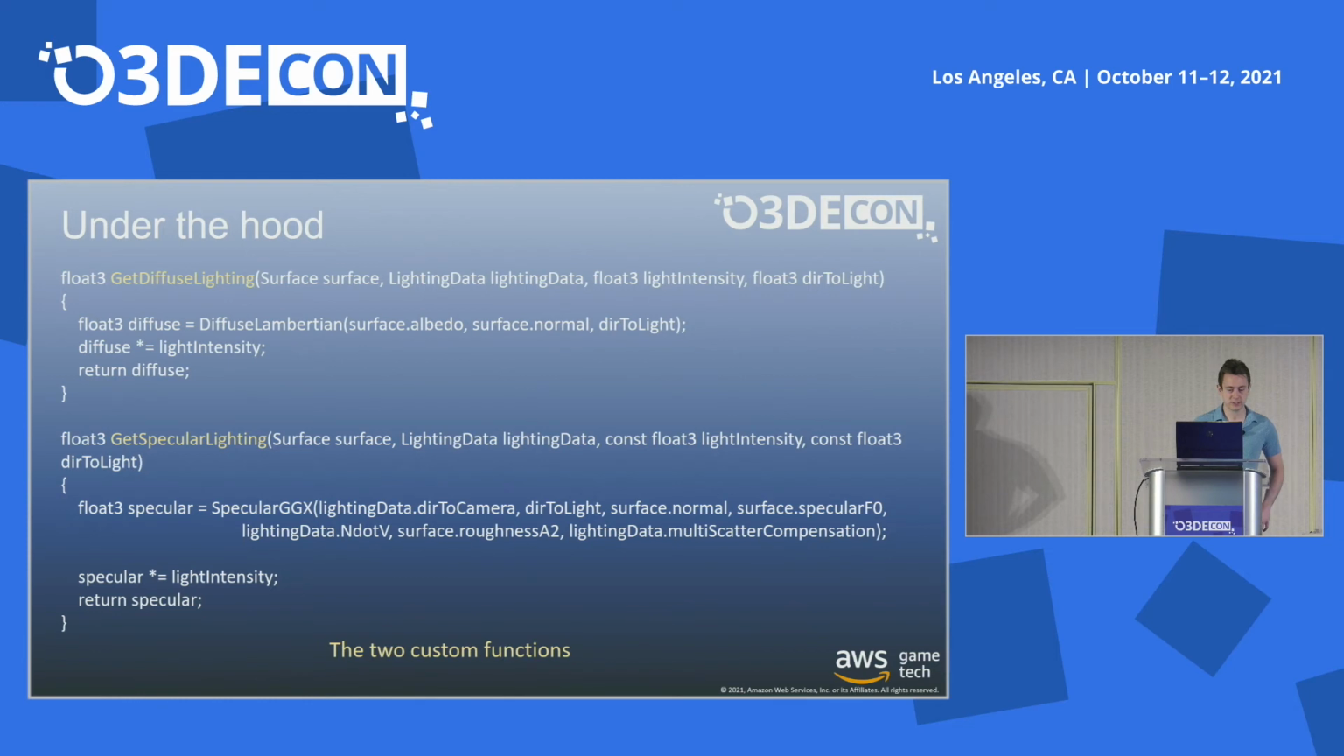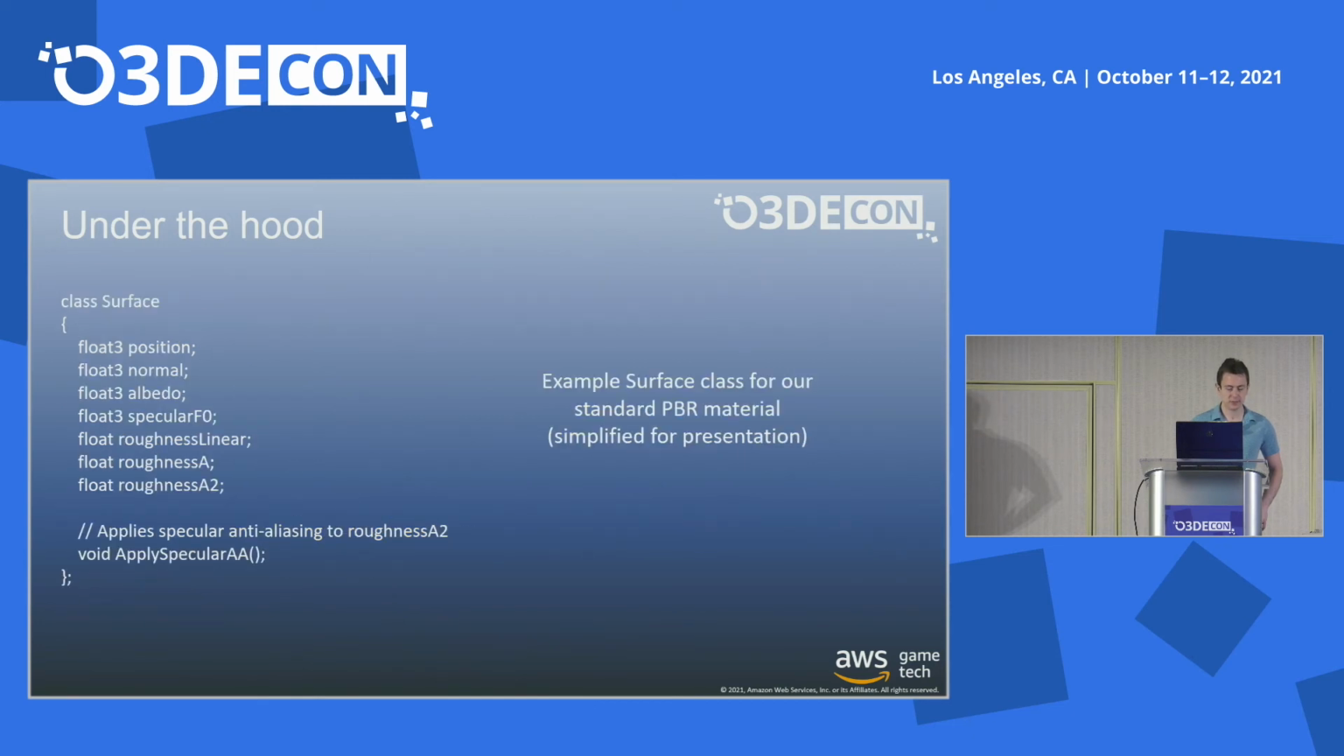So you have get diffuse lighting, get specular lighting. You'll have your shading model here, so Lambertian for diffuse, and then GGX for specular. And here are the custom classes that we define. So we have a surface structure and a lighting data structure. What these look like: surface is just your surface parameters, so the position of the surface, the normal, the color, the specular, and the roughness values.